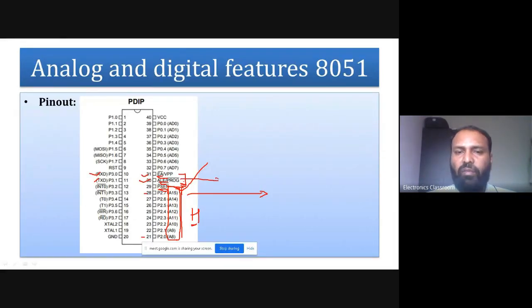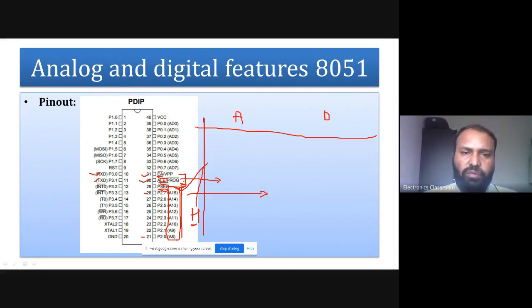Whenever our multiplexed address and data bus will be carrying an address, or whenever it is carrying data, we need to differentiate. So how will we differentiate? I will tell you after port 0.